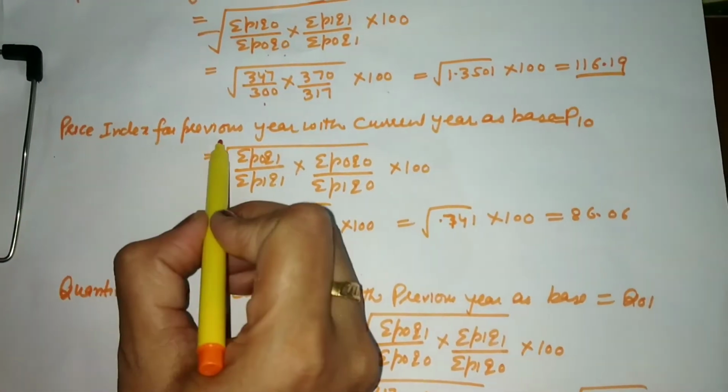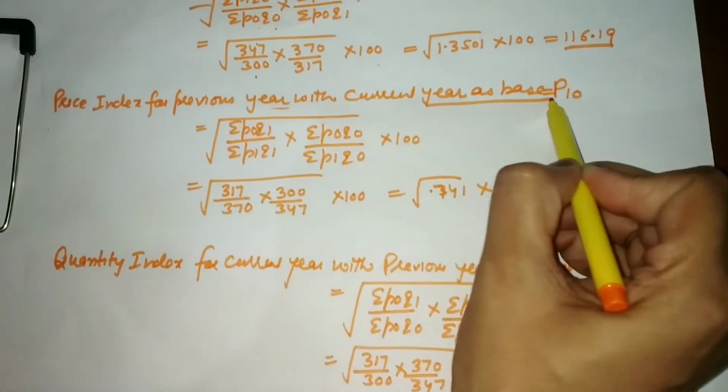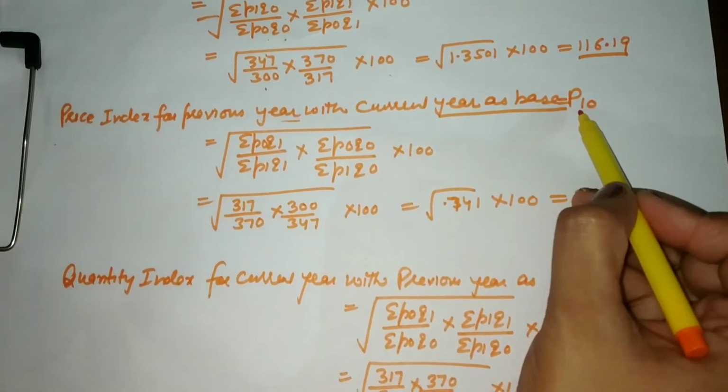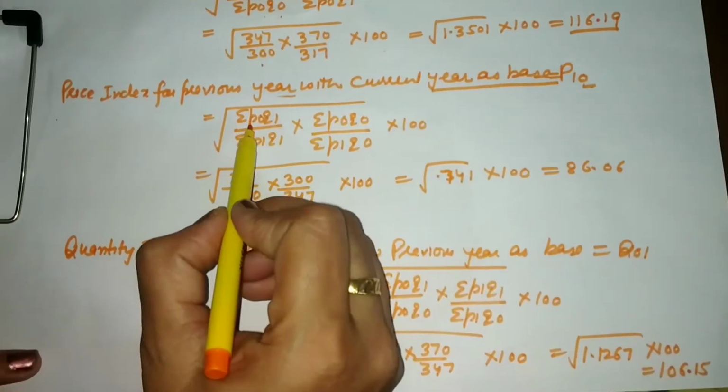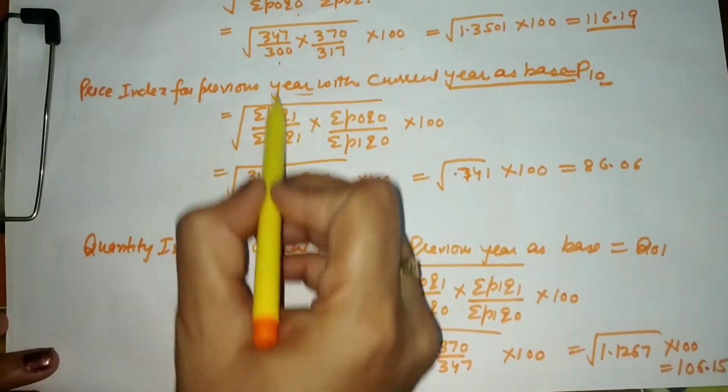Then next is the price index for the previous year with the current year as base. That means in place of 1, I will replace 0, and in place of 0, I will replace 1. So the formula is sigma, in this formula, 1.